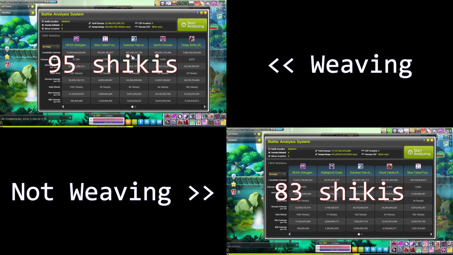Note that this does not include the other benefits of weaving, such as faster Doppelganger charging and increased mobility out of Shiki 3, but even still it presents a large improvement to damage output. I even made several mistakes in the weaving BA, and in a vacuum, with proper weaving, you should expect to be able to hit 97 or even 98 Shikis in a 40-second period.